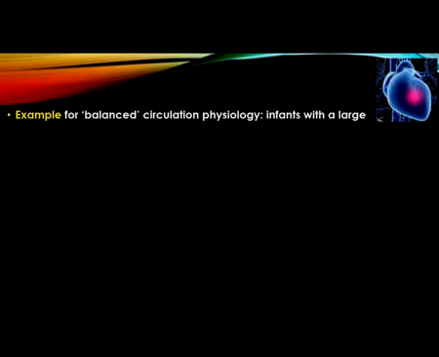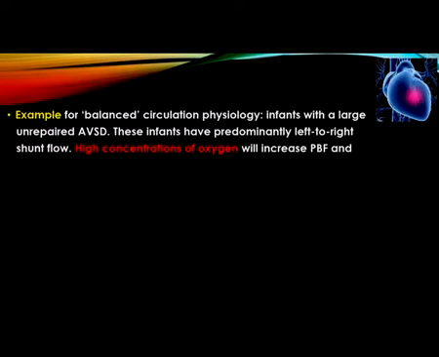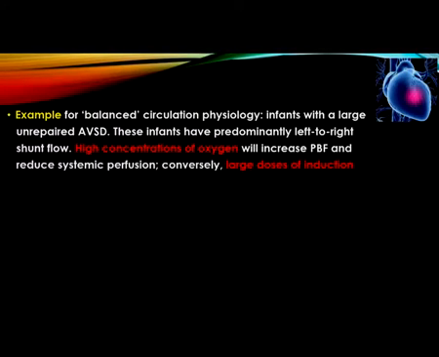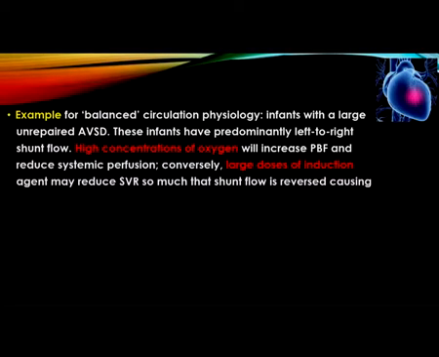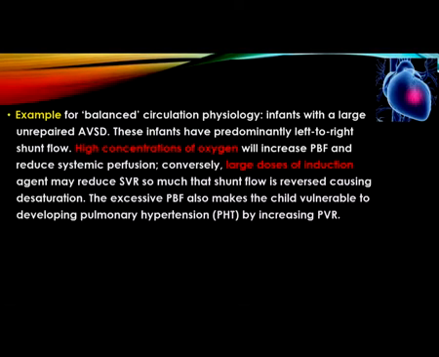For example, for balanced circulation physiology, infants with a large unrepaired AVSD, AV canal, have predominantly left to right shunt flow. A high concentration of oxygen during anesthesia will increase pulmonary blood flow and reduce systemic perfusion. Conversely, large doses of induction agent may reduce systemic vascular resistance so much that shunt flow is reversed, causing desaturation and cyanosis. The excessive pulmonary blood flow also makes the child vulnerable to development of pulmonary hypertension by increasing PVR.